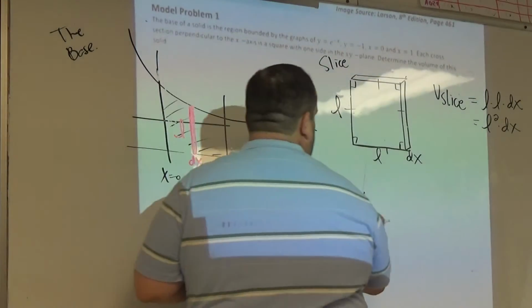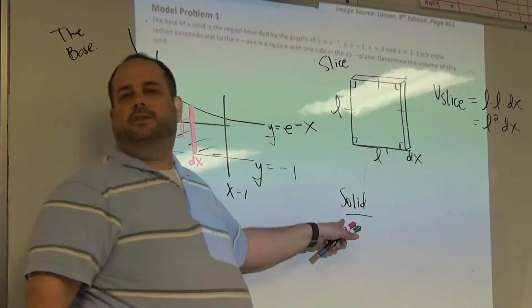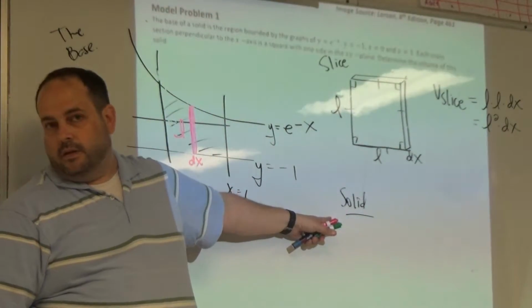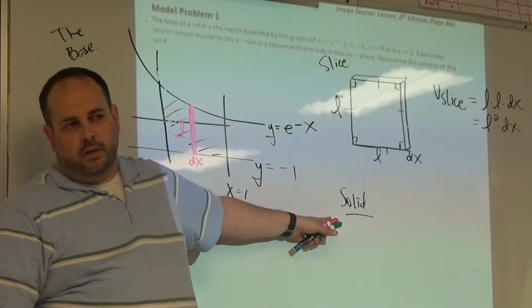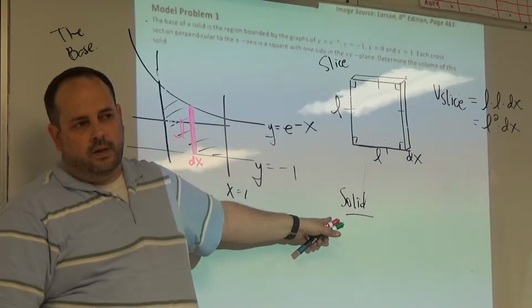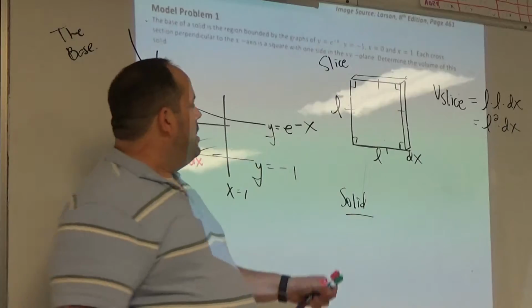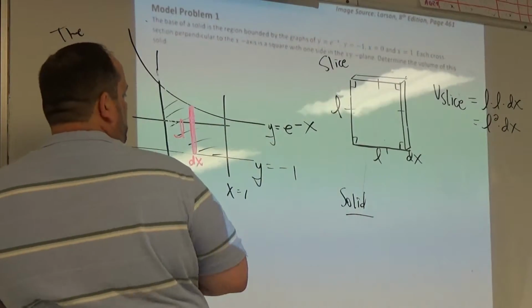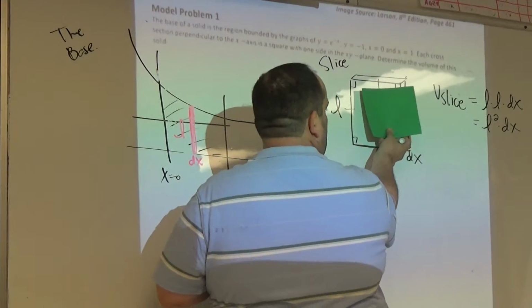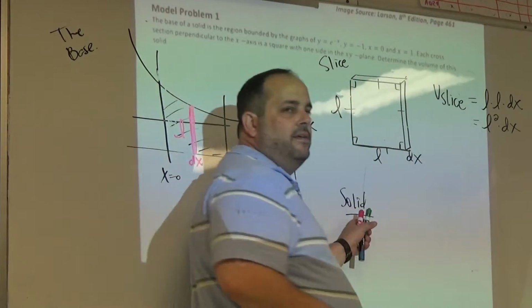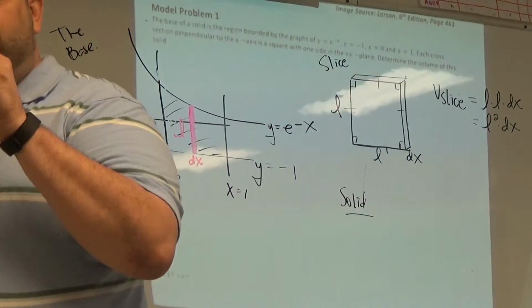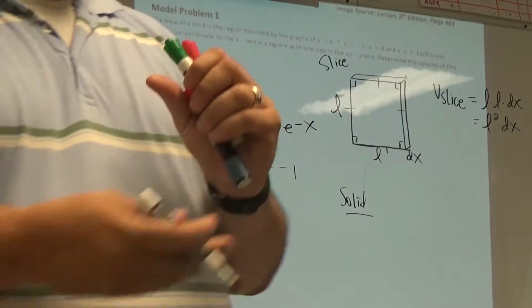If I want to find the volume of a solid, what would Riemann tell us to do? Trust the instinct. Tell somebody near you. What would Riemann tell you to do? We've got our base. We've got our slice. We know the volume of a slice. Volume of a solid.